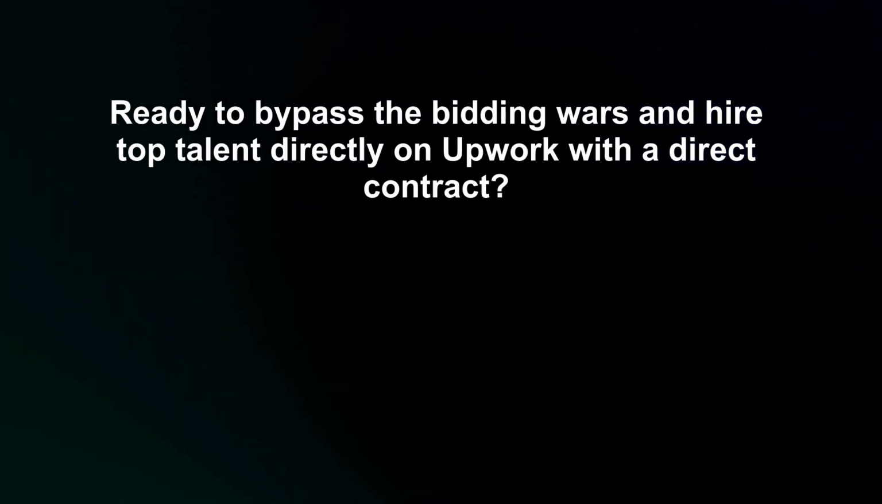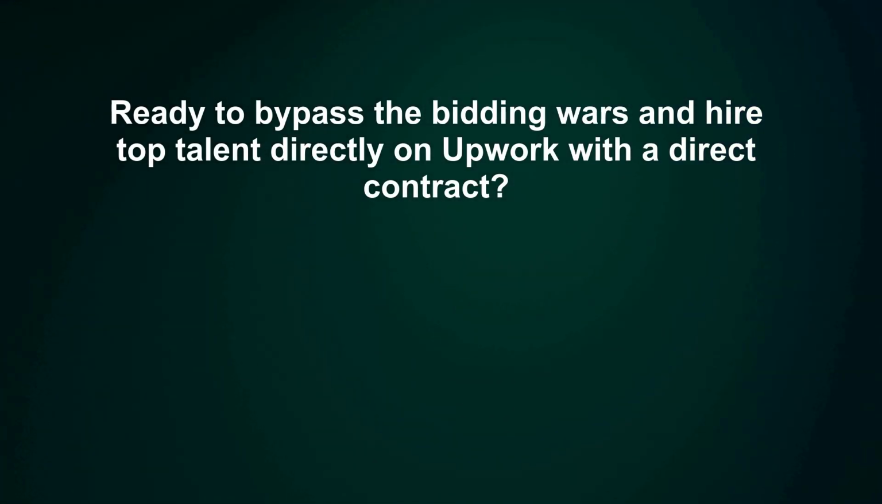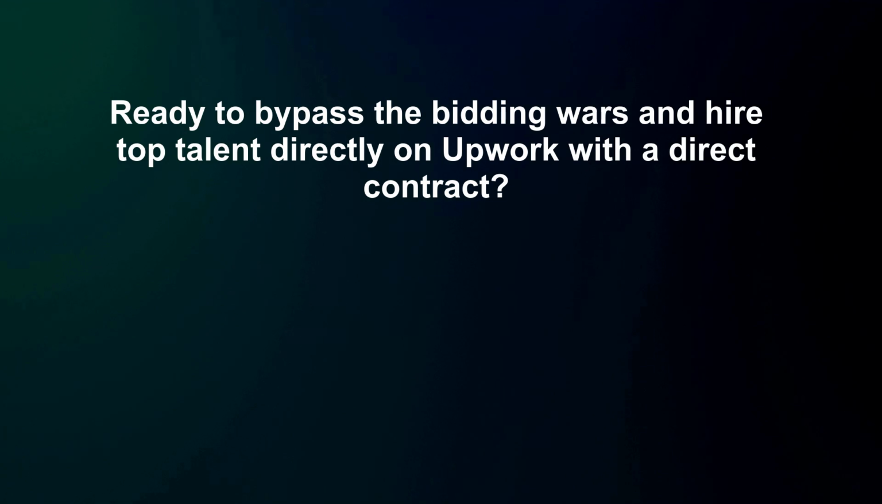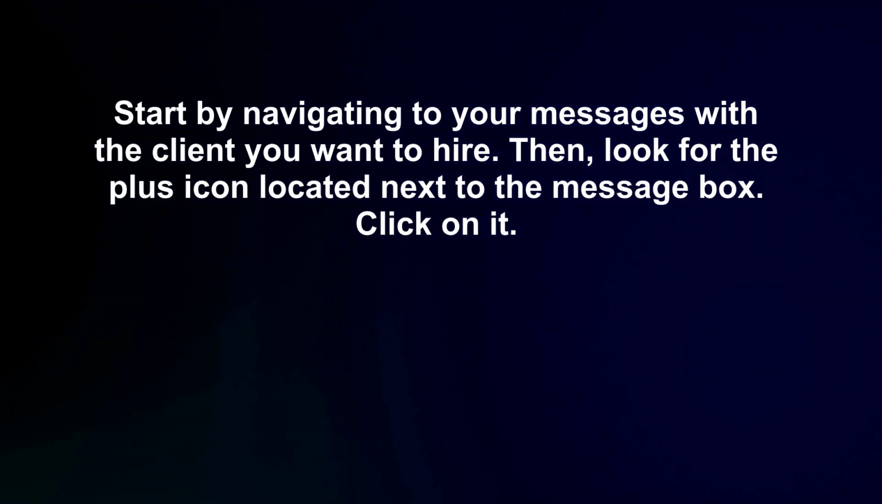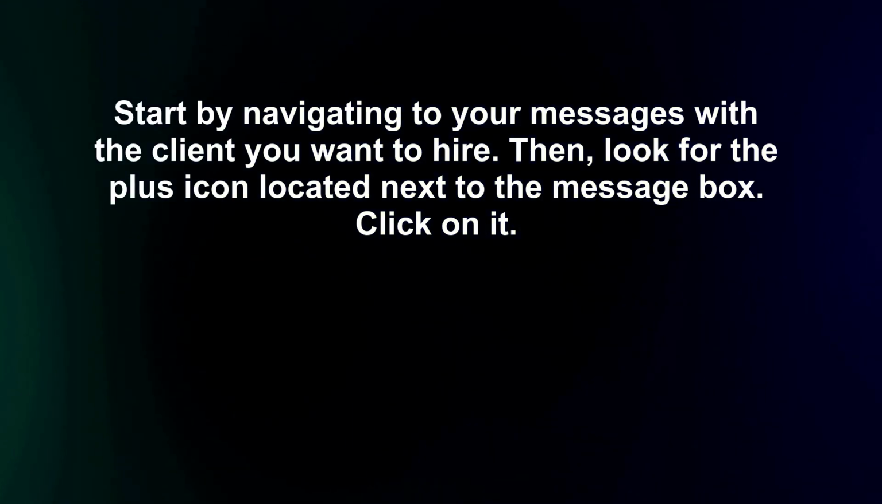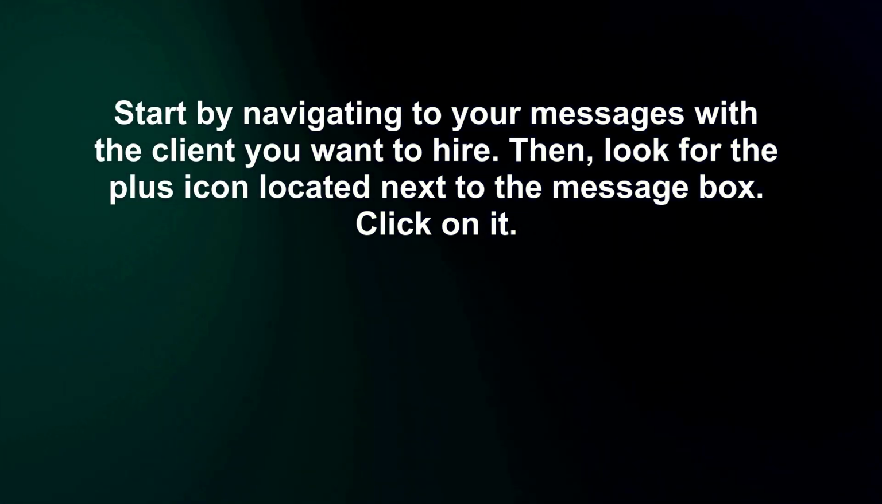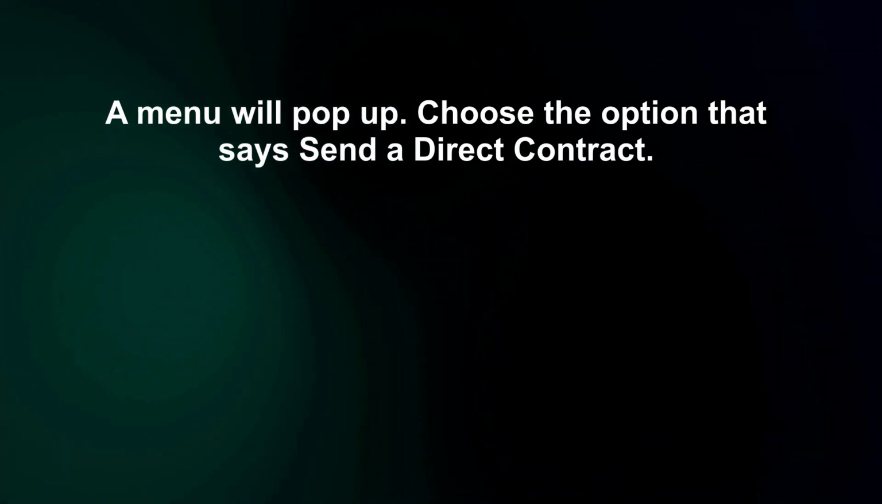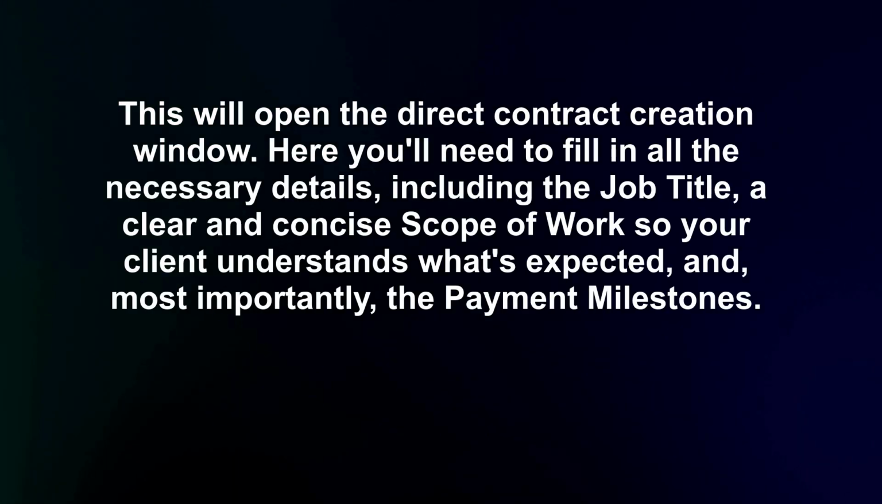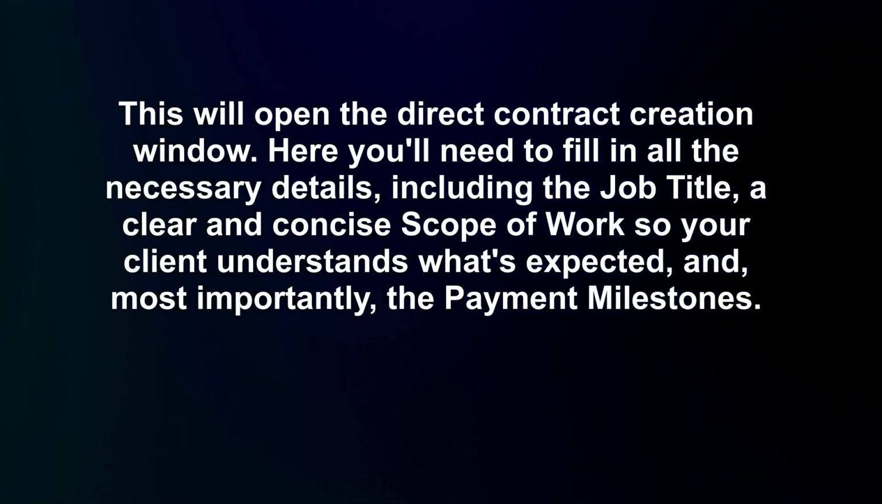Ready to bypass the bidding wars and hire top talent directly on Upwork with a direct contract? Start by navigating to your messages with the client you want to hire. Then, look for the plus icon located next to the message box. Click on it. A menu will pop up. Choose the option that says Send a Direct Contract. This will open the direct contract creation window.